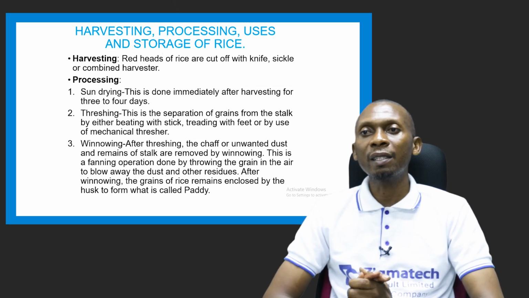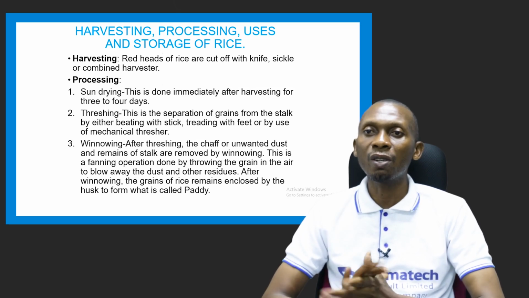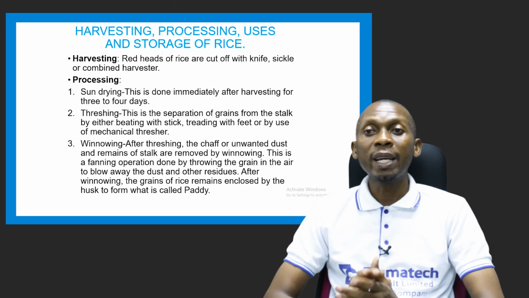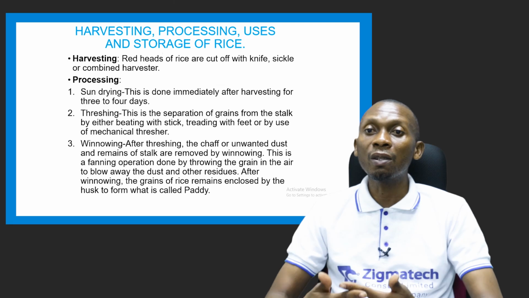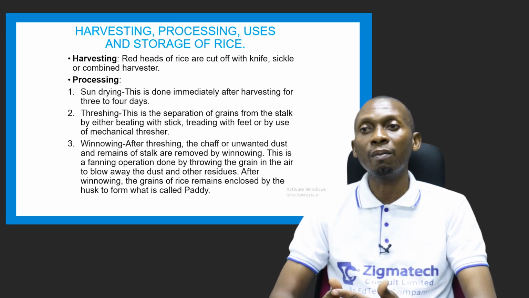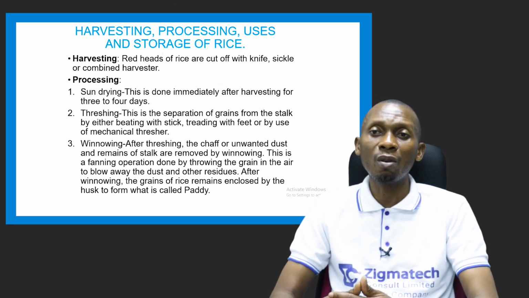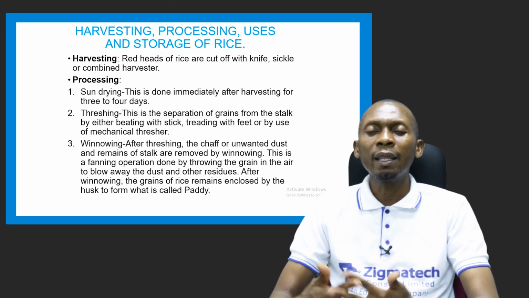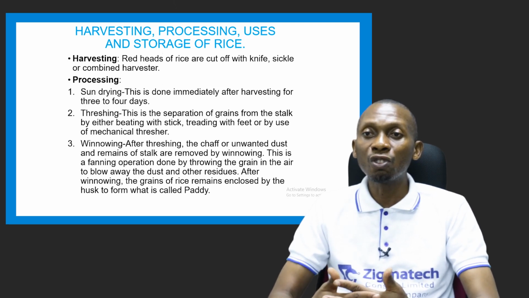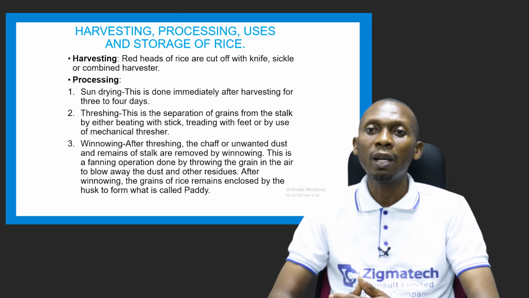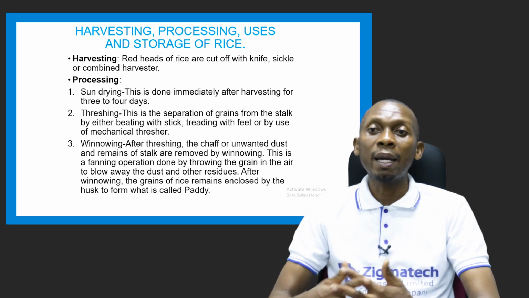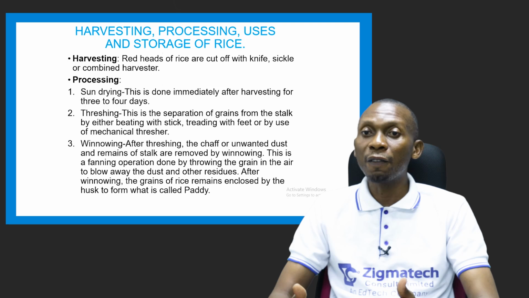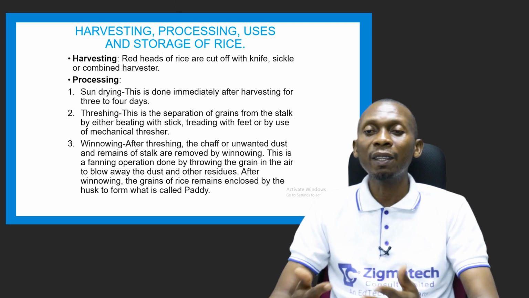Now, let's look at harvesting, processing, use, and storage of rice. The ripe heads of rice are usually cut with a knife or a sickle, which is the common term for the farm tool we use, or you can also use a combine harvester to harvest rice. Now let's look at the processing of rice. You have to sun dry it. This is done immediately after harvesting for 3 to 4 days. Then you thresh the grain. That's the separation of grains from the stalk by beating it with a stick or treading it with your feet or using a mechanical thresher. And after that, you winnow.